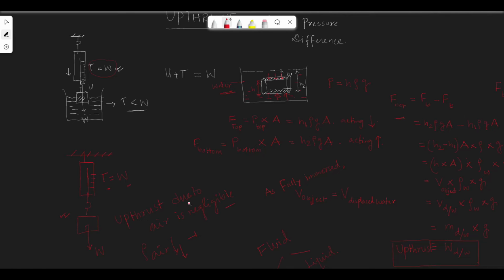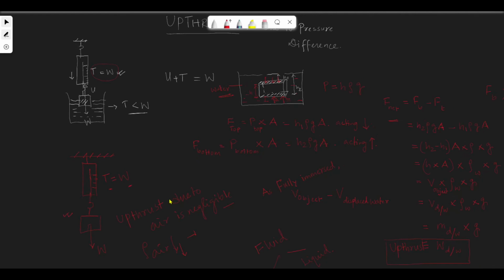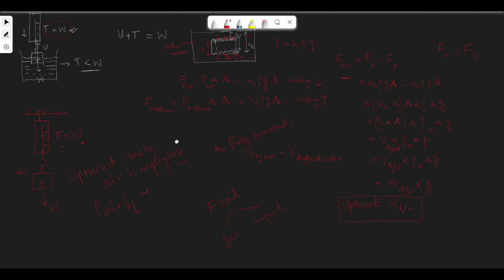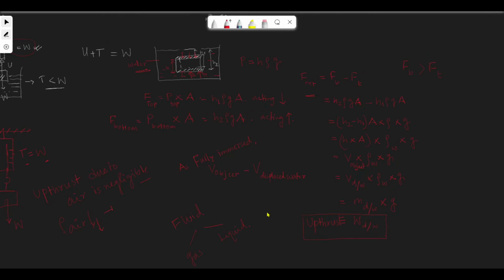But some finite upthrust still is acting on the object when it is in air as well. Okay, but the effect is negligible. But here we cannot say this effect is negligible. All right.